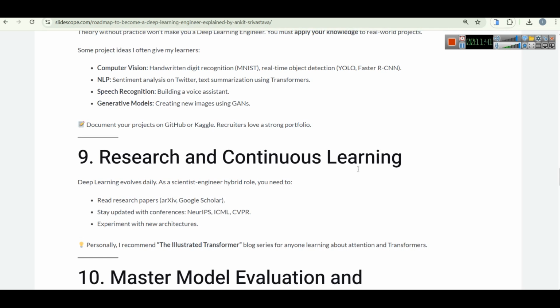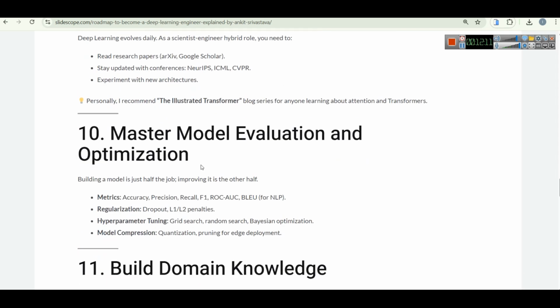Research and continuous learning. Deep learning evolves daily. As a scientist-engineer hybrid role, you need to read papers. arXiv, Google Scholar, and other sources are there. Stay updated with conferences, that is NeurIPS, ICML, CVPR, etc. Experiment with new architectures. Personally, I recommend the Illustrated Transformer blog series. You can check them out as well.